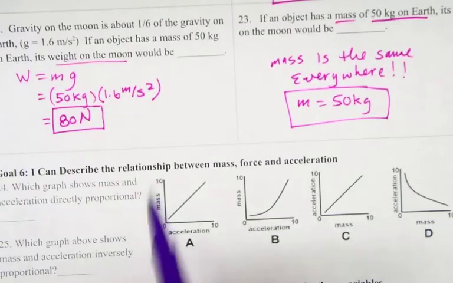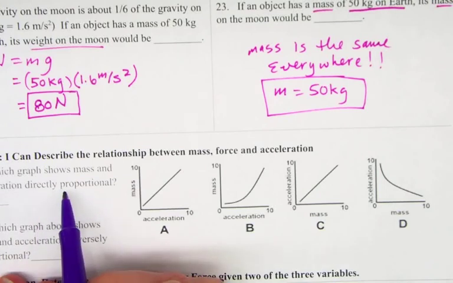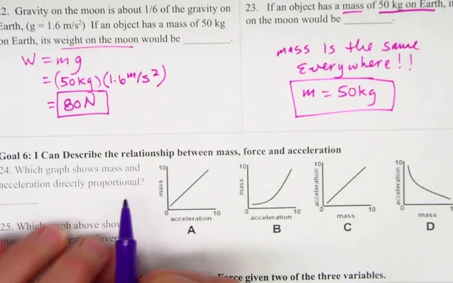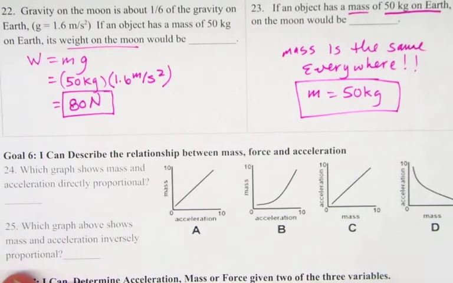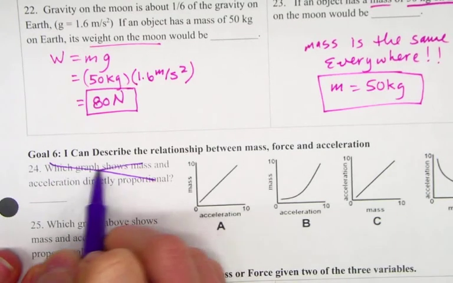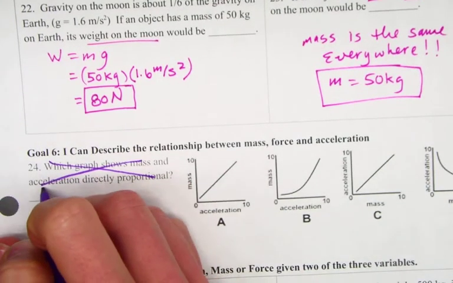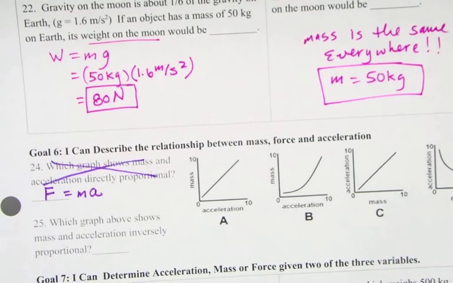Okay, taking a look here, number 24, it says which graph shows mass and acceleration directly proportional? Well, this is a funny problem, and the reason why it's a funny question to me is because mass and acceleration are not directly proportional. So I am going to cross this out, and instead of this problem, I want us to consider the relationship between force and mass and acceleration.